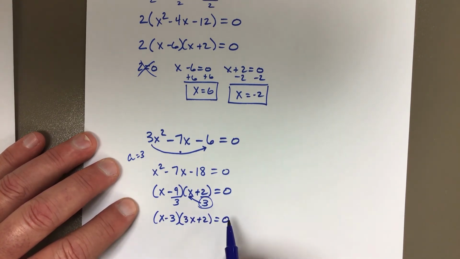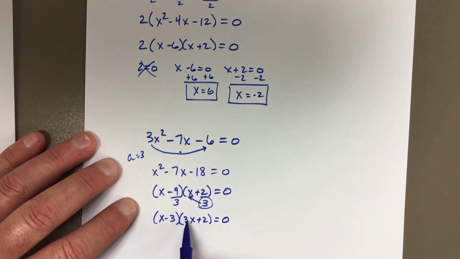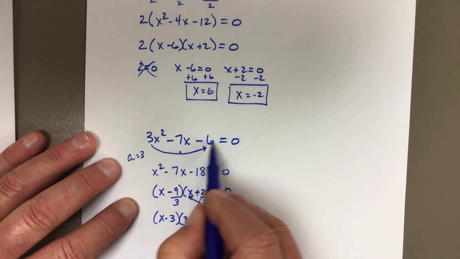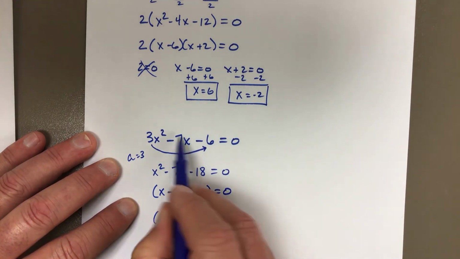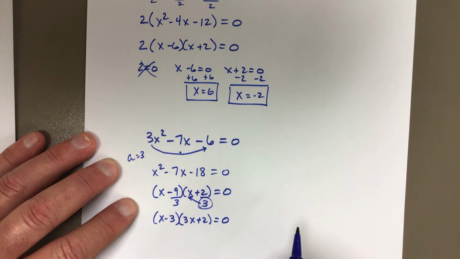All right, so real quick, what we want to do is make sure that this is correct. So x times 3x gives me 3x squared, and negative 3 times 2 is a negative 6. If those work, then I'm pretty confident with the negative 7x in the middle.